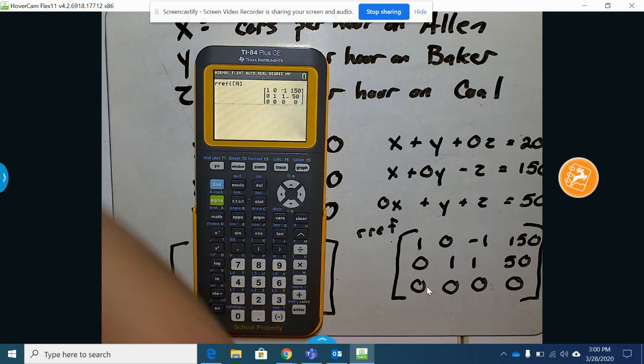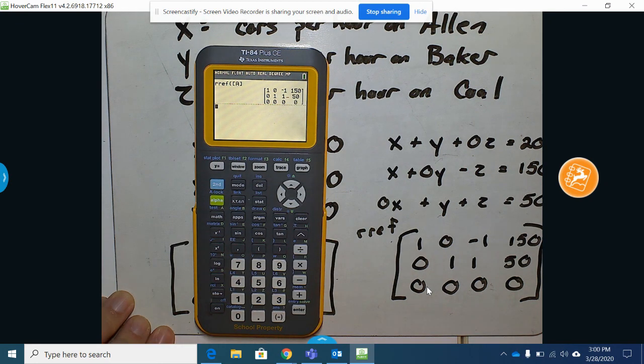So my actual question says, from this information, is it possible to determine how many cars drive along Allen, Baker, and Cole streets every hour? It is impossible to figure that out because of all the zeros at the bottom. If I know one of them, I could find out the other two, but I cannot figure it out just by looking at the number of cars that go north and south. There's too many different combinations of that.